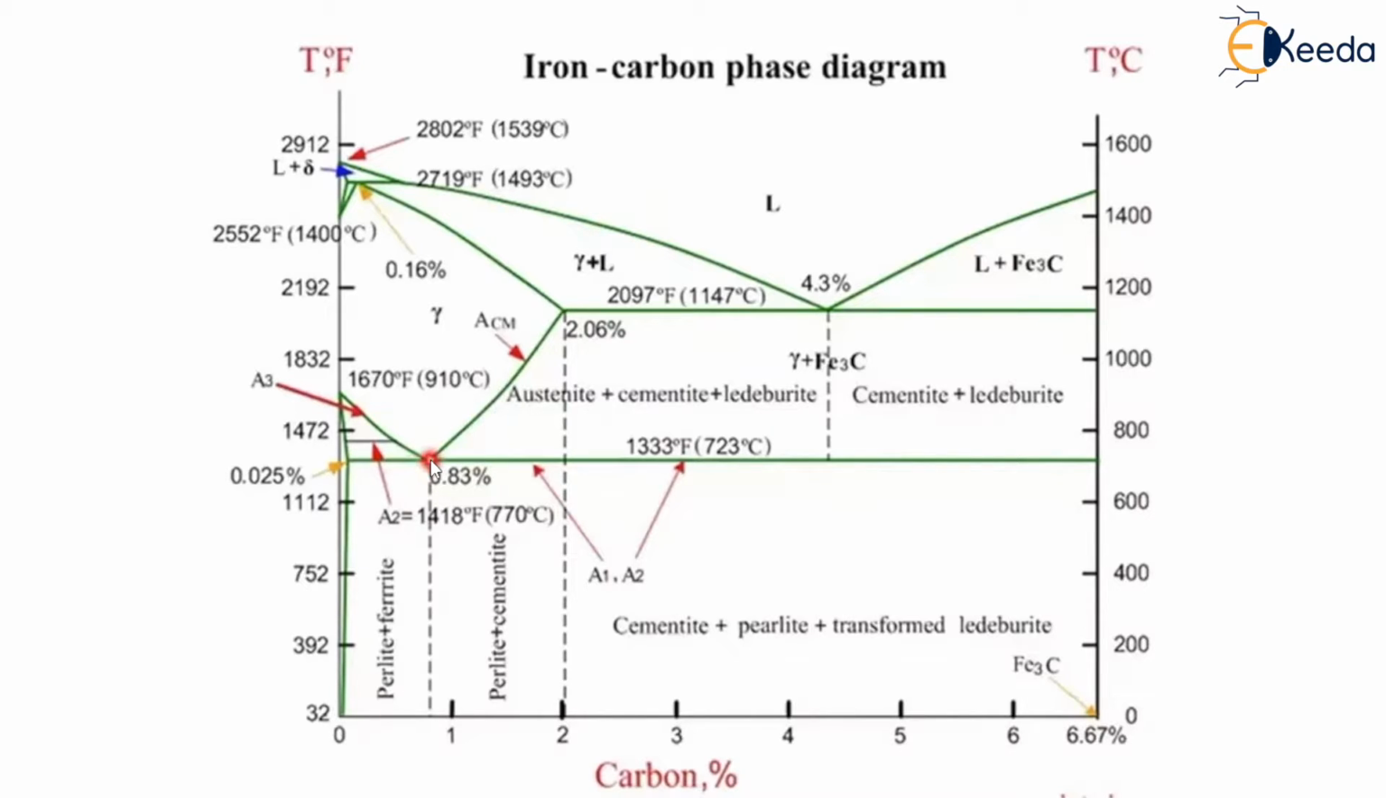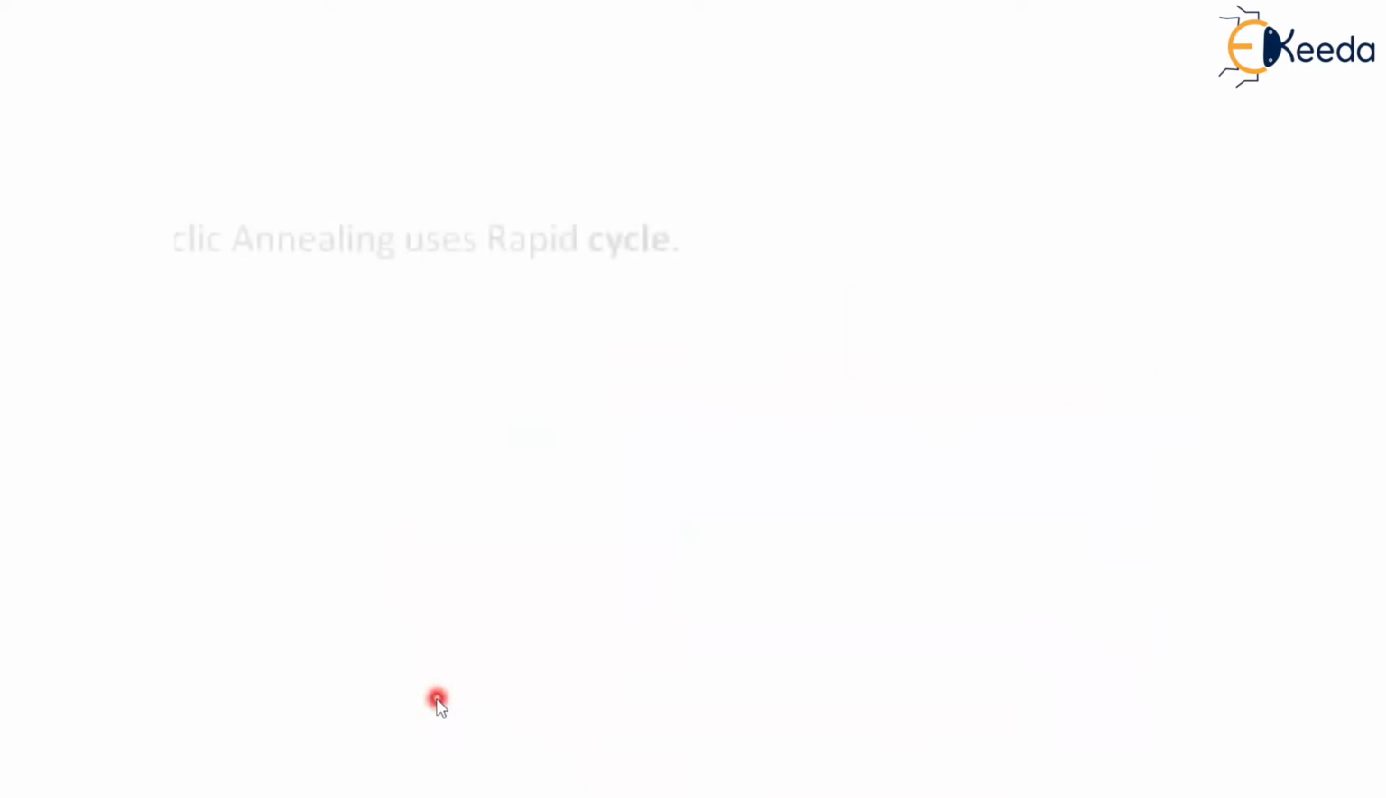Suppose you take 0.83% carbon, the temperature is around 1333 degrees Fahrenheit. This is the temperature range for 0.83 steel. If you take a higher carbon content, it may increase to 1400, etc. That means from alloy to alloy the temperature varies, and the upper critical temperature line range also varies from steel to steel. After heating up to this temperature, you have to cool to this region here, the predetermined level, hold it for a particular time, and after that cool to room temperature. This is the procedure that we are adopting in the cyclic annealing process.